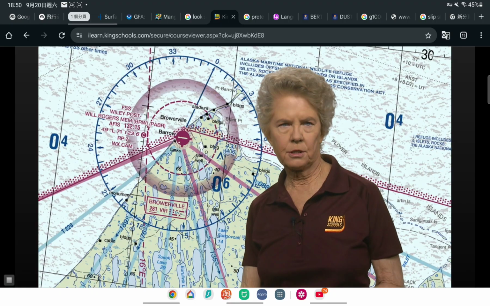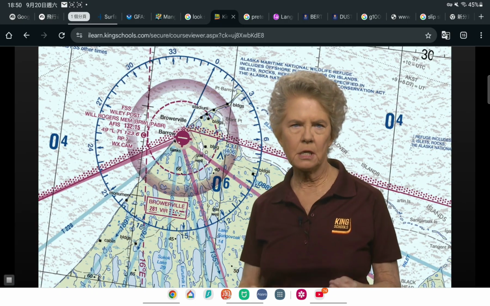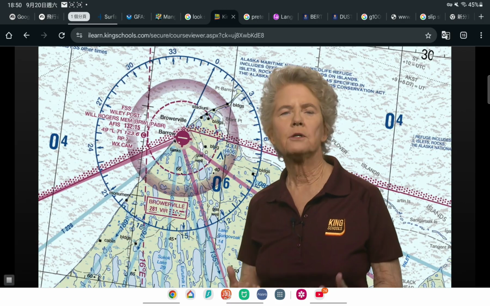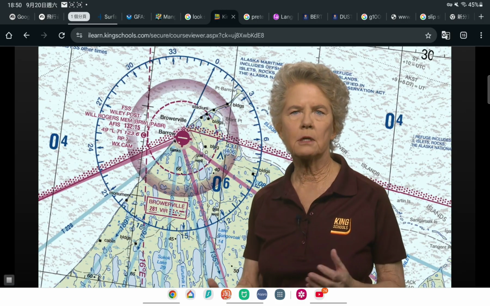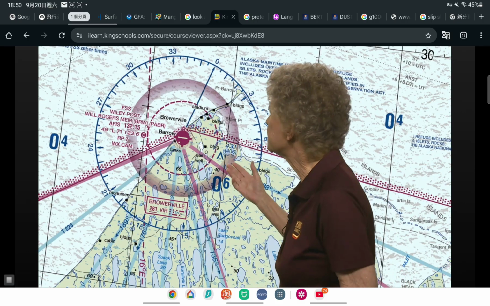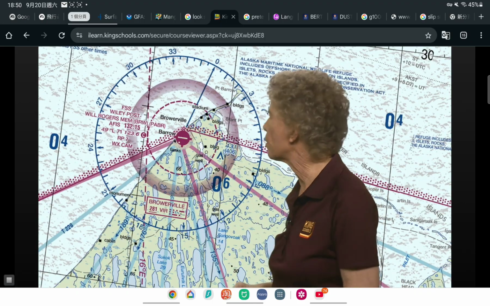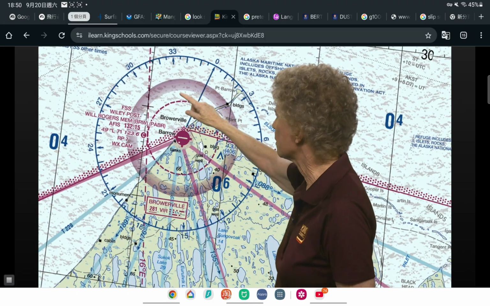That's called a transition area. It's an extension of the floor of Class E controlled airspace down from 1,200 feet to 700 feet AGL, so IFR airplanes can climb and descend within the safety of controlled airspace. Going closer to the airport, you see this dashed line going around the airport.